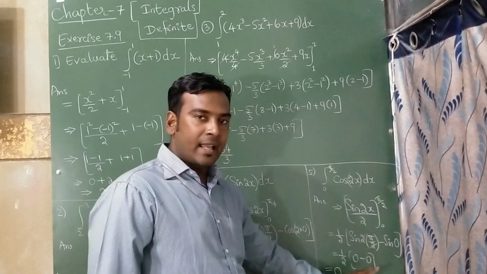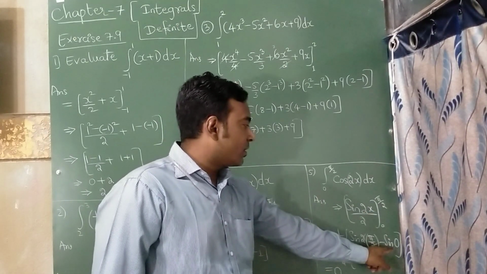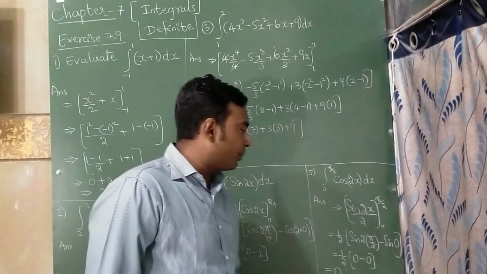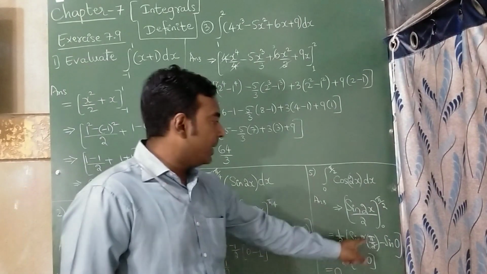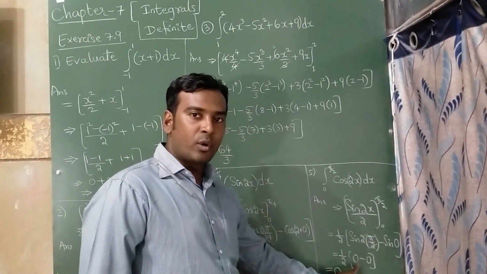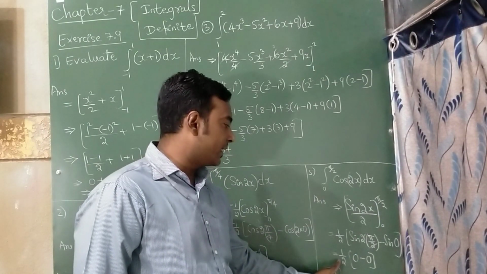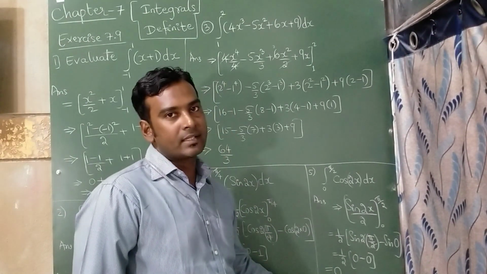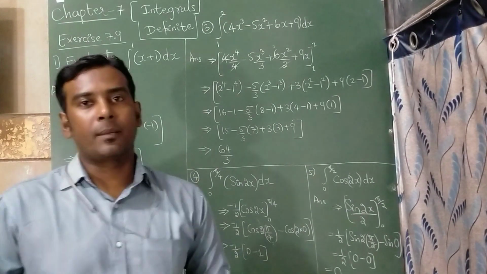So 2 and 2 get cancelled. Minus in place of x 0. So sine 0. Fine. Now sine pi is 0 minus sine 0 is 0. So 0 minus 0 is 0. 0 into anything is 0. So the final answer is 0. Let's move on to the next sum.